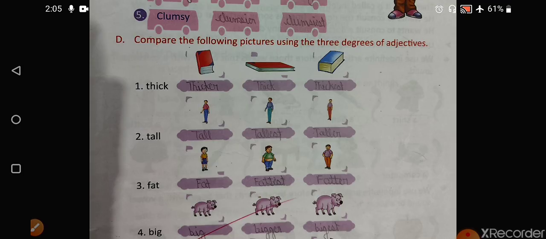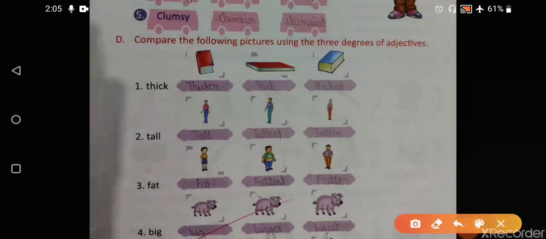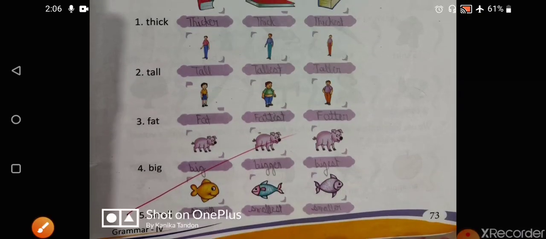This man, okay, we have to compare this man and this one. So who is the tallest? He is the tallest. Who is tall? He is tall, and he is taller than this. Fat, fattest, fatter. Big, bigger, biggest. Small, smallest, and smaller.